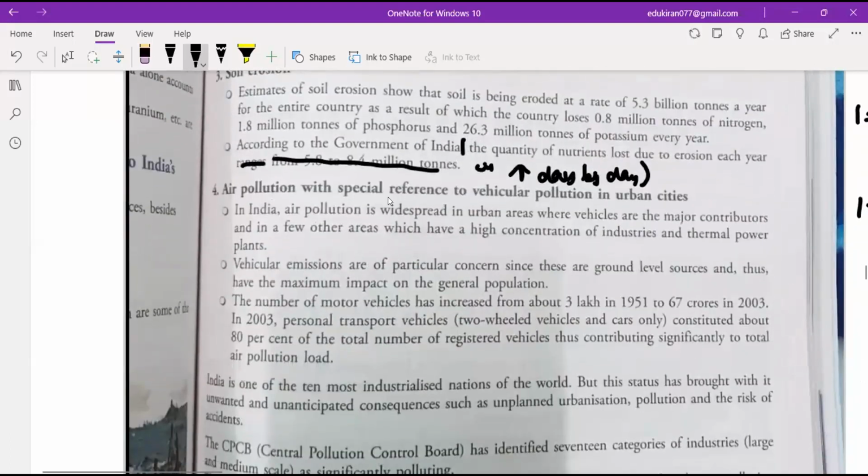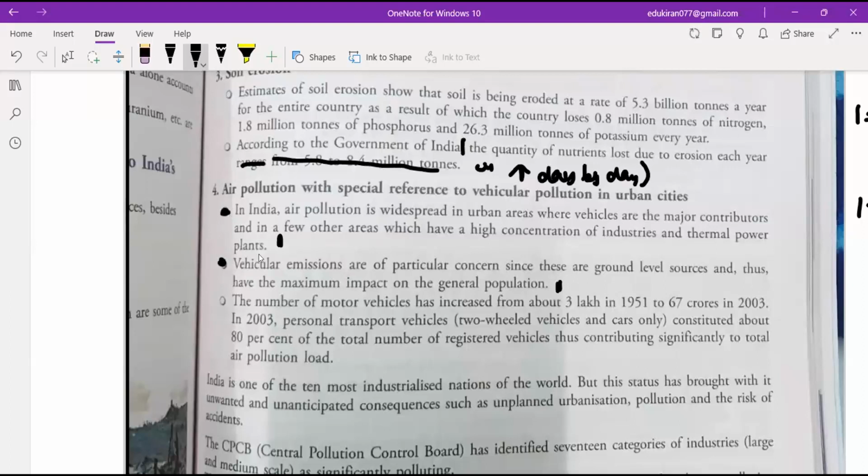Next is air pollution, with specific reference to vehicular pollution in urban areas. Here in India, air pollution is widespread in urban areas where vehicles are the major contributor, and in a few other areas which have a high concentration of industries and thermal power plants. Vehicular emissions are of particular concern since these are ground level sources and thus have the maximum impact on the human population. Clear? So these are the two points.